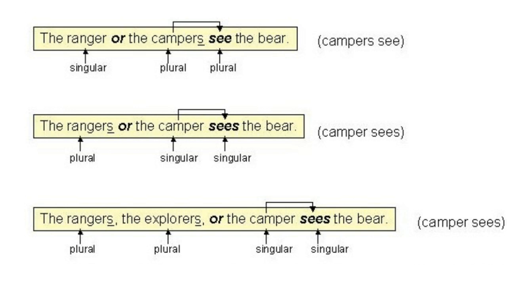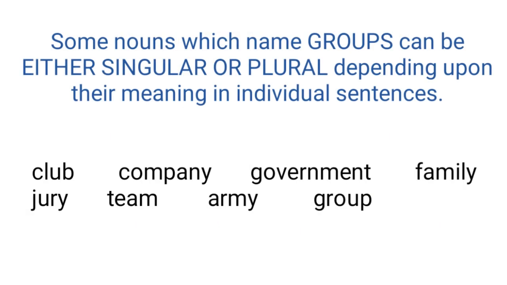Okay? Then next. Some nouns which name groups can be either singular or plural depending upon their meaning in individual sentences. So there are certain nouns which denote group names, isn't it? Like club, company, government, family, jury, team, army, group, etc. So they can be either singular or plural depending upon their meaning in individual sentences. We can look at the example.